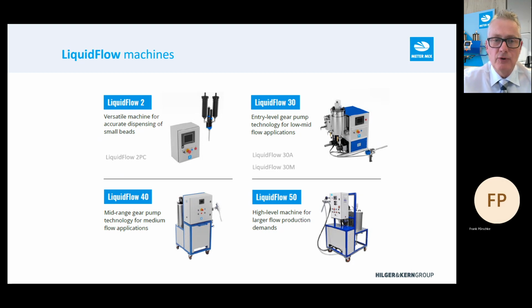We also have the liquid flow 40, which is the mid-range, and the liquid flow 50, which is the top end machine for high flow rates, machines where you need a big frame to put a big tank on, and this is high output rate, liquid flow, constant flow, liquid flow 50 machine. These are the liquid flow machines.